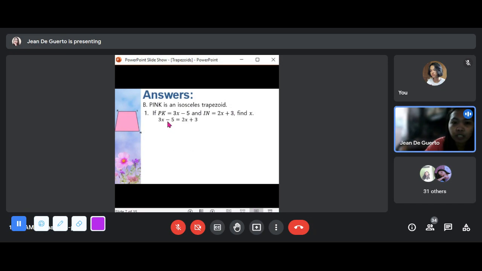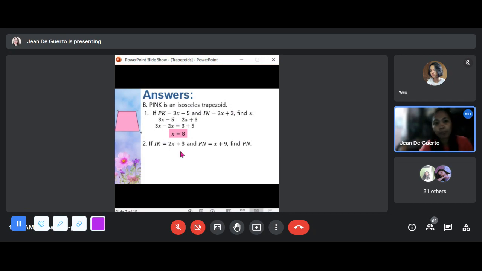So this will be our equation. Since they are the legs of an isosceles trapezoid, then they are equal. They are congruent. So just solve by combining similar terms. So therefore, x is equal to 8. Okay.